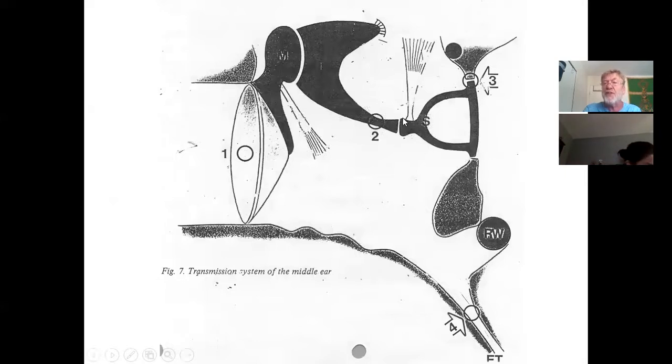Here's the neck of the stapes, the crura of the stapes, the footplate of the stapes, and you can see this is the oval window here, and then you have the promontory, and then the round window here, and then the Eustachian tube going down to the throat. This is just a schematic of the outer ear.